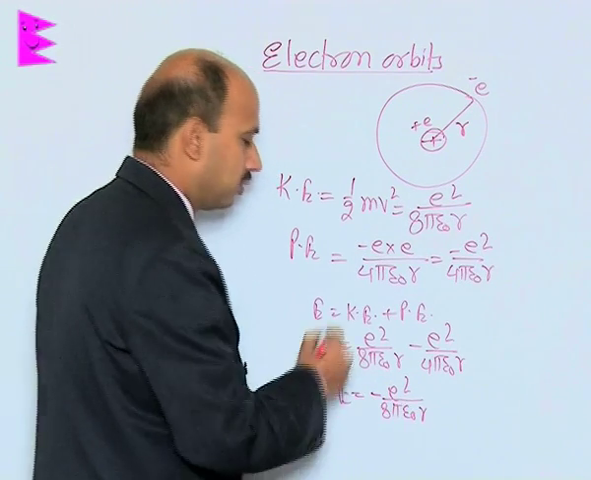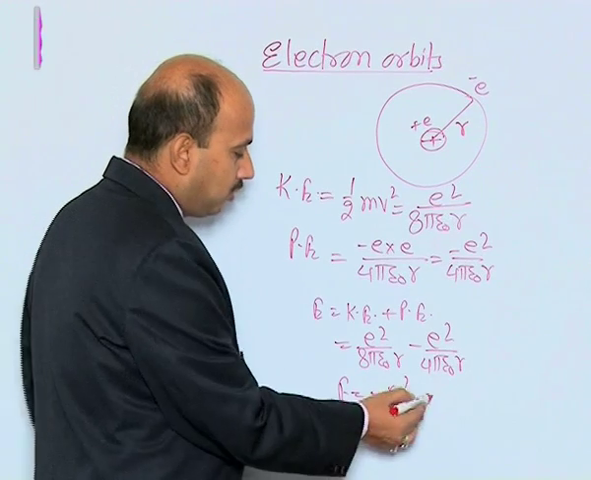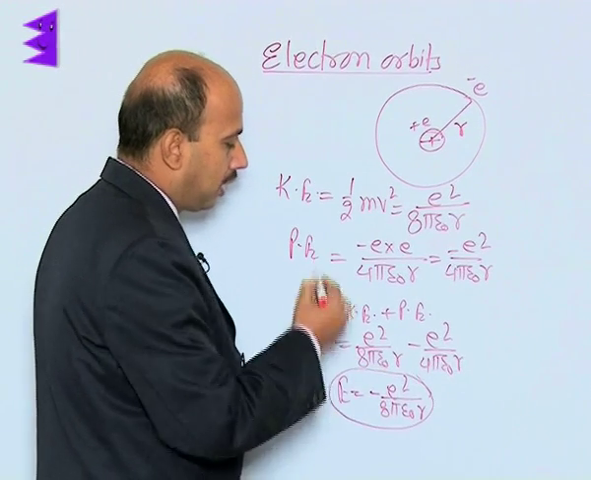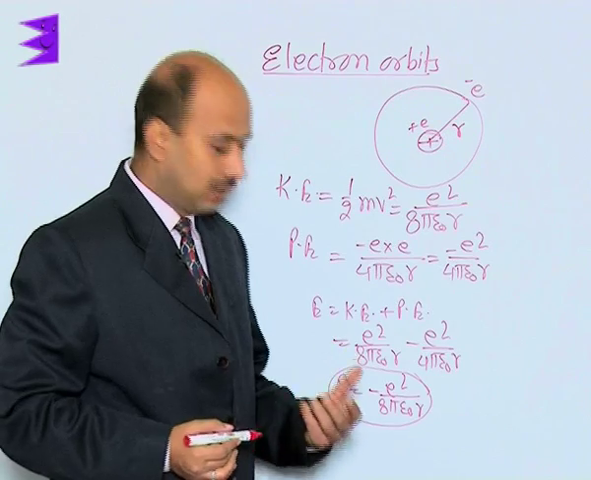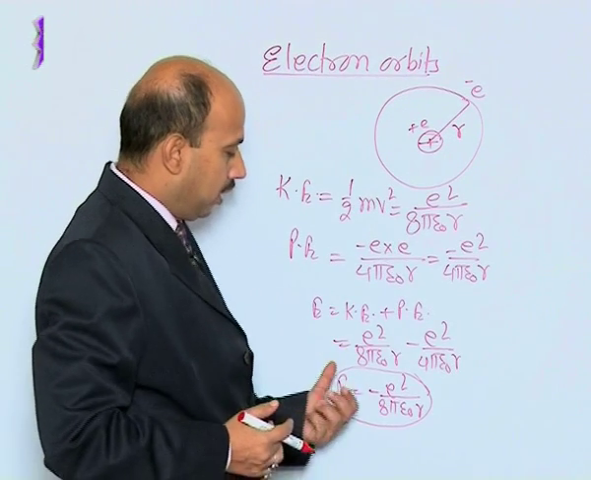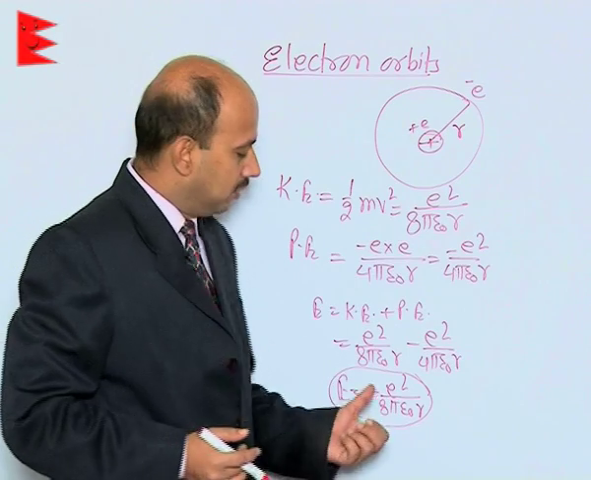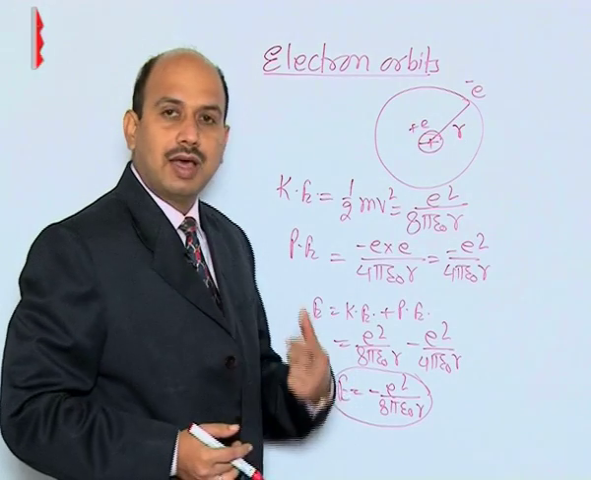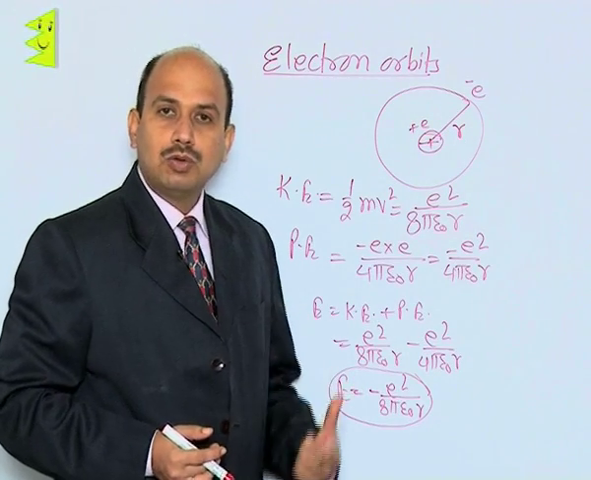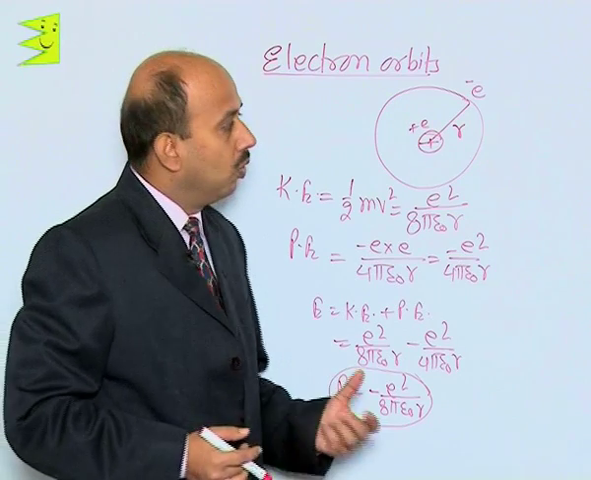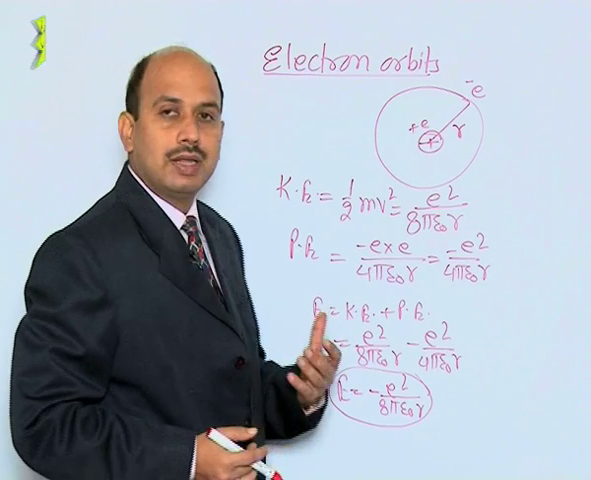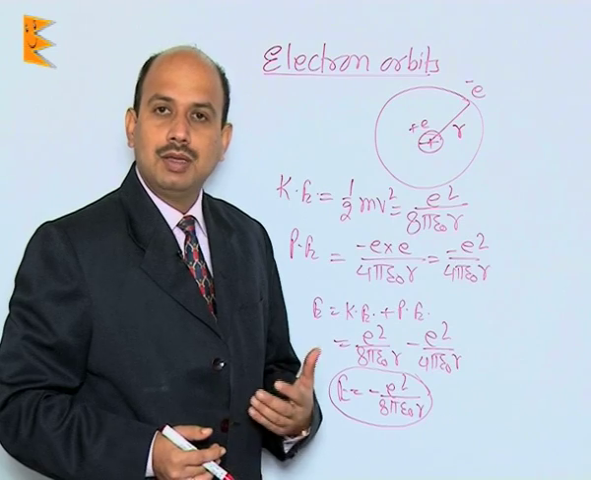This is the total energy. So, the total energy of the revolving electron around the nucleus in a hydrogen atom comes out to be minus e square upon 8 pi epsilon naught r. This negative sign indicates that the electrons are bound to the nucleus. So, this is the total energy of the orbiting electrons.